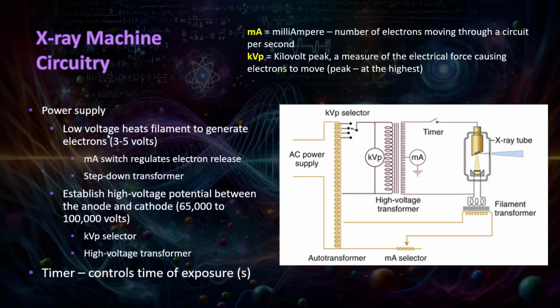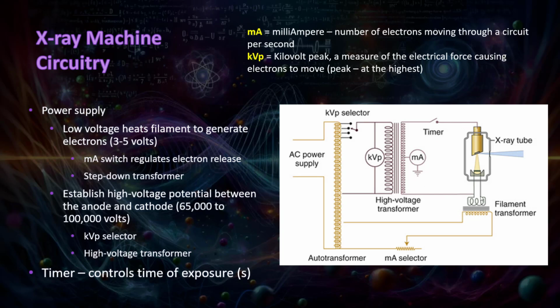There's a step up and a step down transformer. A step up is the high voltage transformer, which gives you a very high voltage. And where do we want that high voltage? Well, we want it across from where the electron beam travels, so from the cathode to the anode. That's where the high voltage transformer attaches.